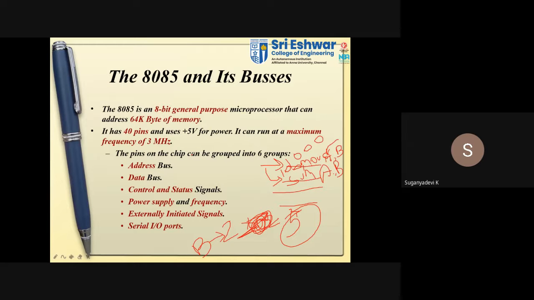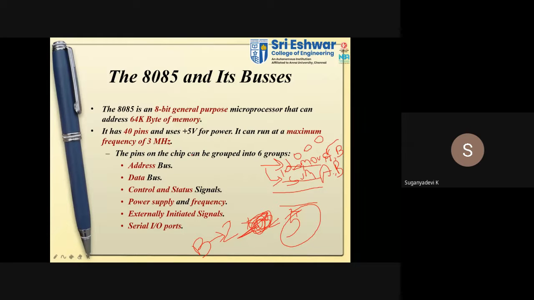Next, we have a general purpose microprocessor that addresses 64K bytes of memory. What is the memory capacity of 8085? The memory capacity of 8085 is 64 KB. It is a 40 pin IC which has a power supply of plus 5 volts. Nowadays, most launching pads are working with 3.3 volts, which means low power consumption. This is an added advantage of the updated versions of microprocessors.